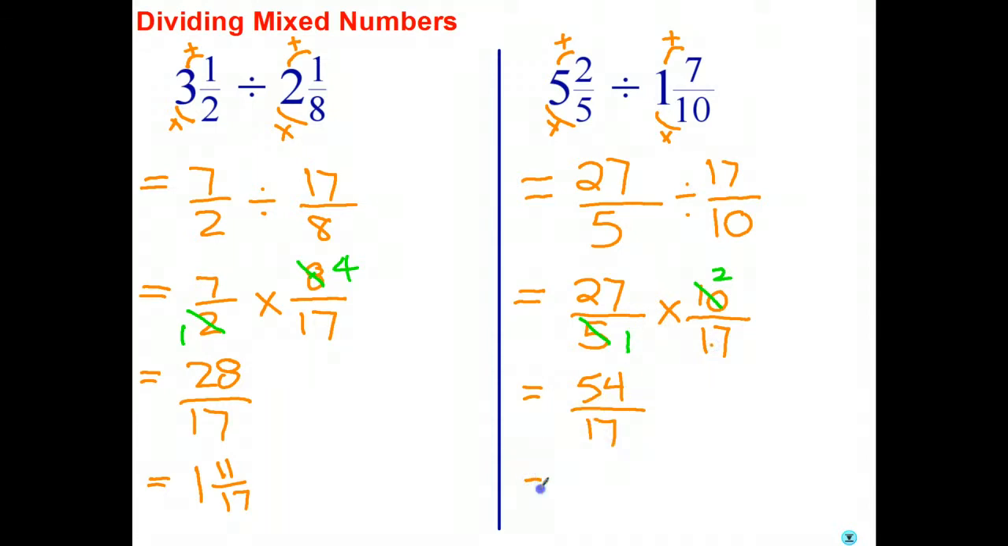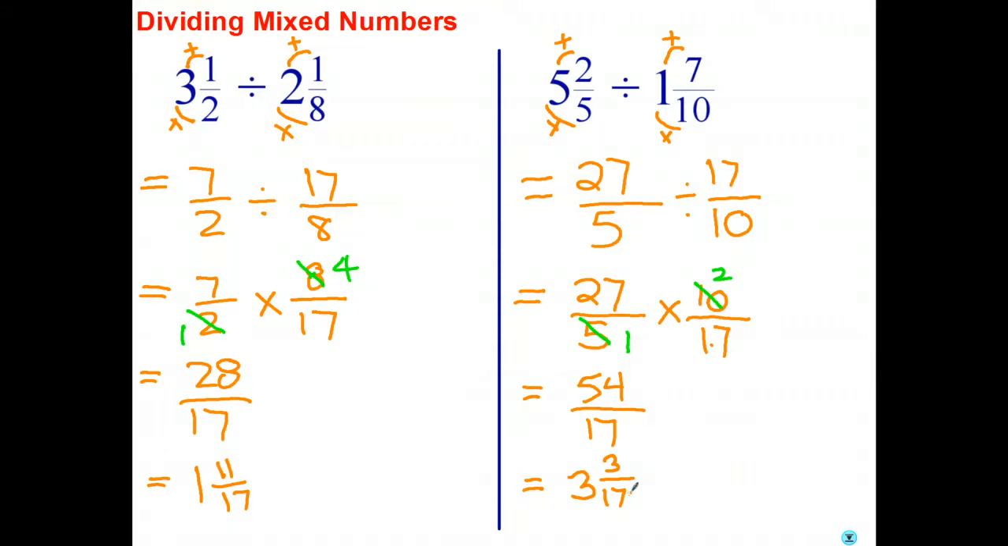Okay, so this is a little bit tricky. 1 17 is 17, 2 17s is 34, and if you add 17 onto that, you get 51. So in fact, we can get 3 wholes out of that. 17 times 3 is 51, and that leaves 3 left over. So final answer, 3 and 3/17. And we'll stop at that.